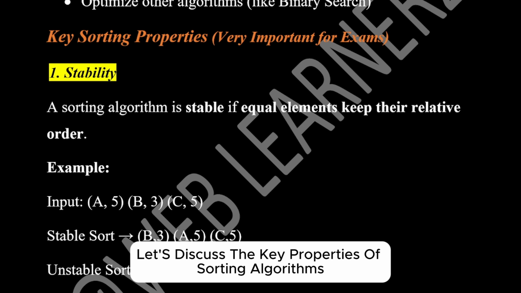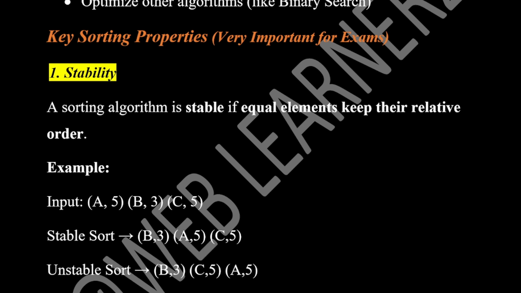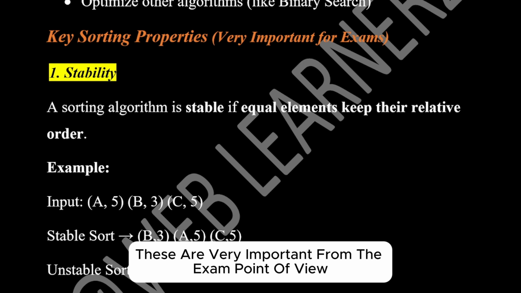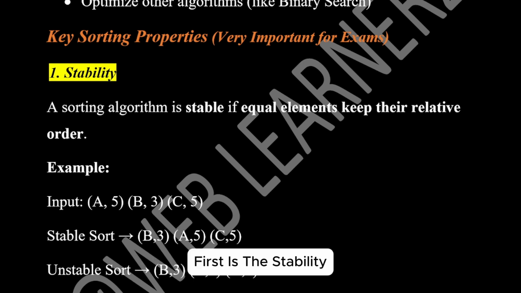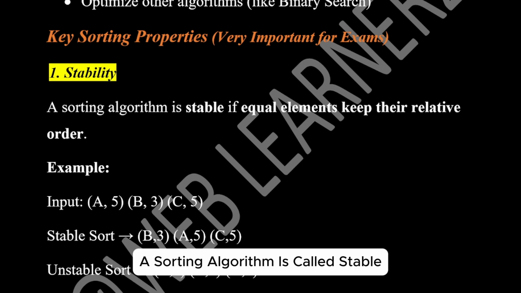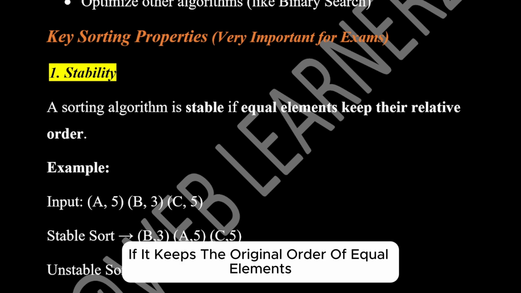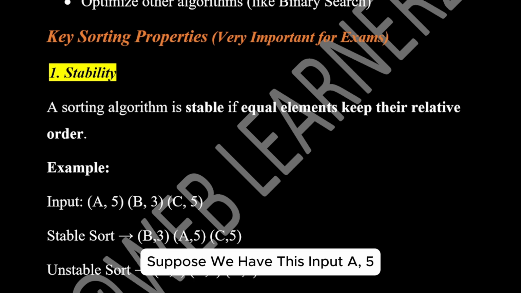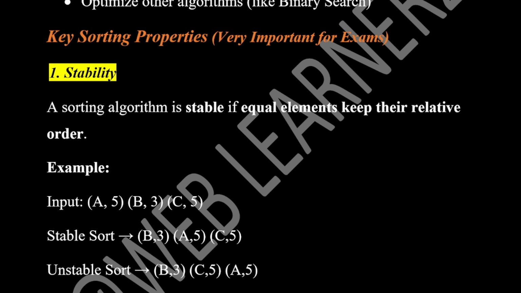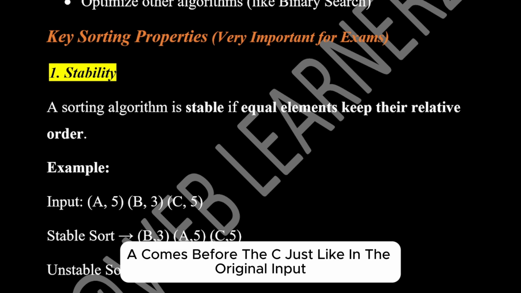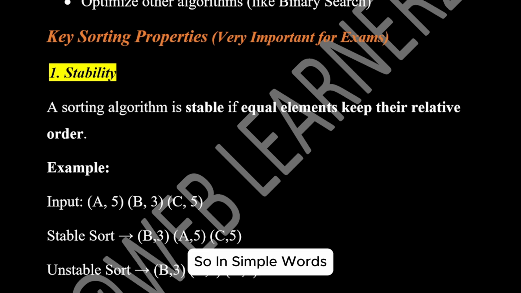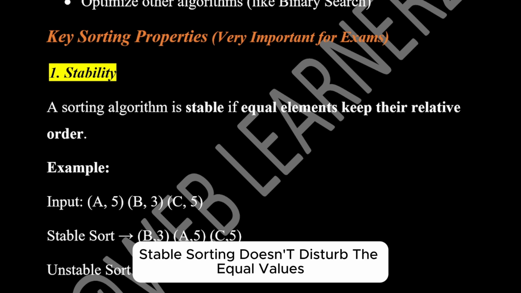Now let's discuss the key properties of sorting algorithms. These are very important from the exam point of view. First is stability. A sorting algorithm is called stable if it keeps the original order of equal elements. Suppose we have this input A5, B3, C5. After stable sorting, the result is B3, A5, C5. Here, A comes before C, just like in the original input. So in simple words, stable sorting doesn't disturb the equal values.